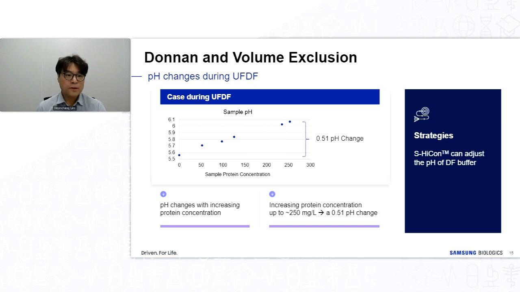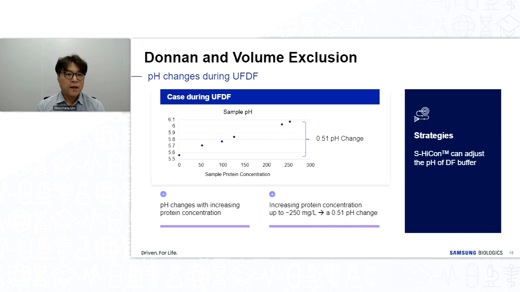The strategy for this case was to adjust the pH of the initial diafiltration buffer by 0.51 pH units so that the final target pH was achieved at the end of the UFDF process.